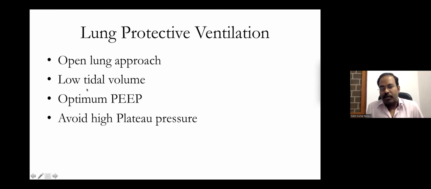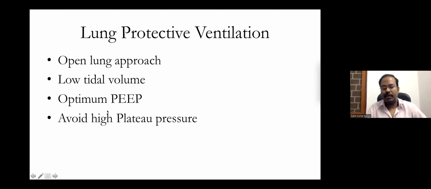Now, over a period of time, mainly deriving data from the research done in ARDS patients, we have realized that there is a significant role of lung protective ventilation. So, lung protective ventilation means an open lung approach where we avoid repeated opening and closure of alveoli. So, we need to give some positive end expiratory pressure, and it is not a zero PEEP, rather some amount of PEEP which will keep the alveoli open throughout the respiratory cycle.